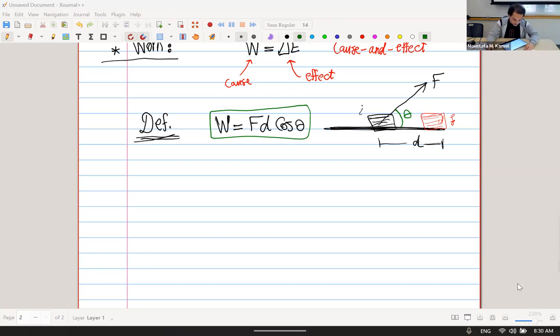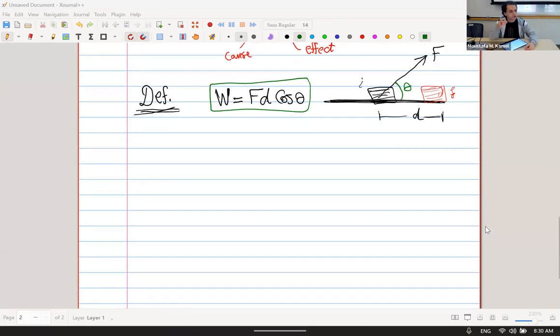From the defining relationship, we see that the units of work are the same units of force times distance. So units of work are newtons times meters in SI units. And this is equivalent to joules. We give this quantity a special name, the joule. So 1 joule is 1 Newton meter.